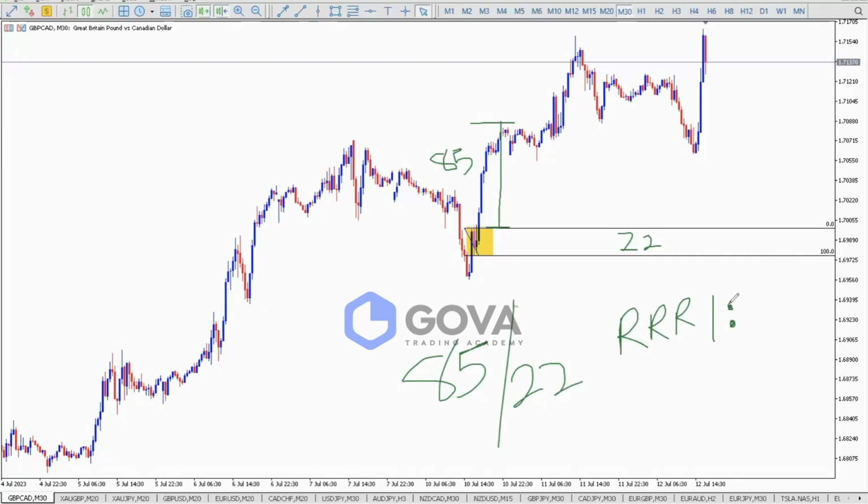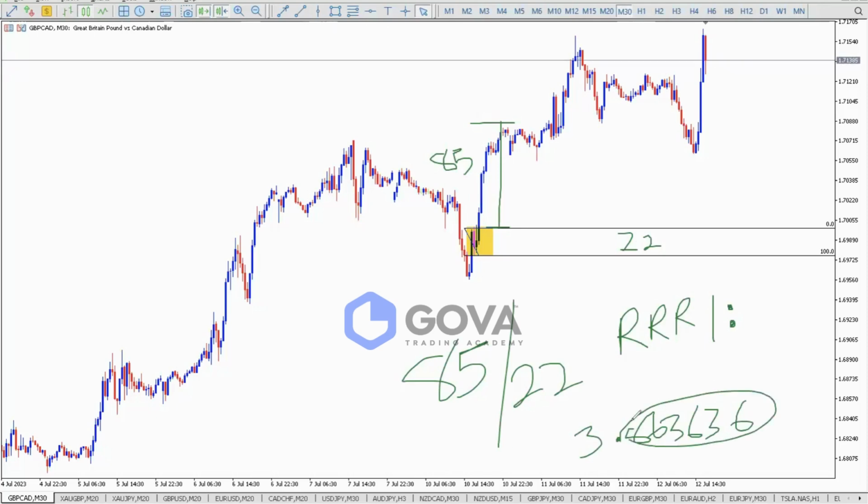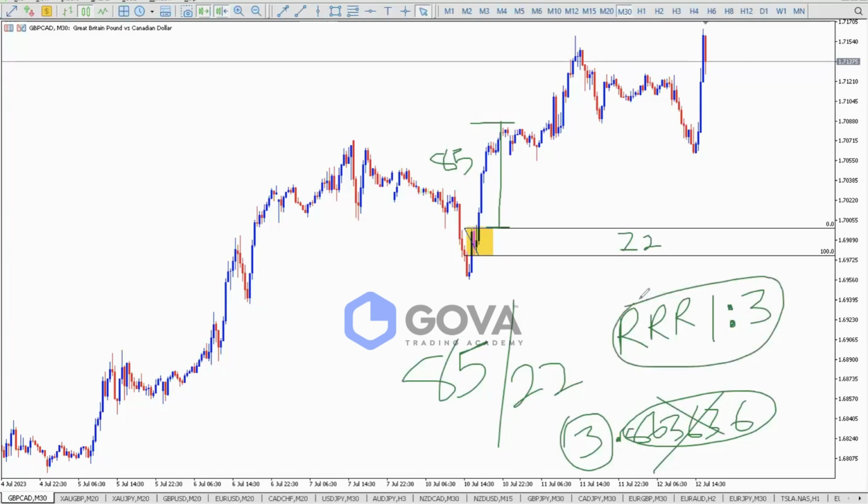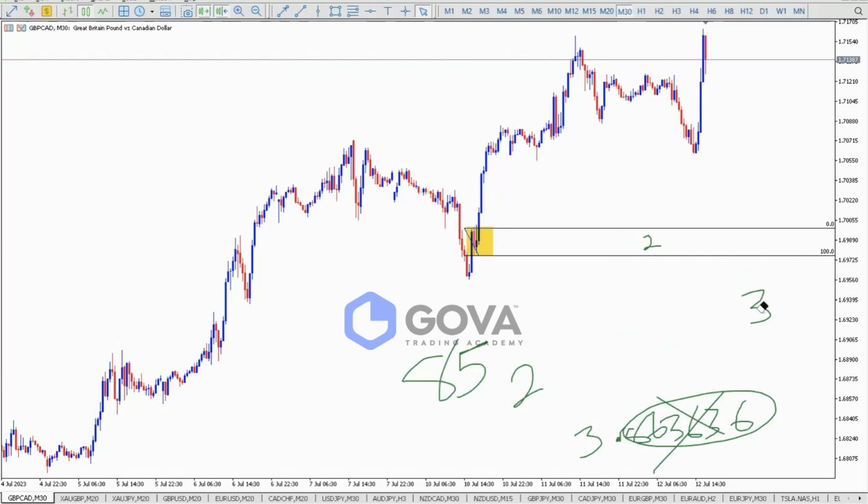85 divided by 22. The answer the calculator gave is 3.3636 etc. So remember, I told you guys to always cancel this area out. We are not using this area. What we need is just 3. So it means this trade is giving us 1:3, which means we are good to go to take this trade. It is a good trade, and it is a good rally in price. So we can go ahead and take it.